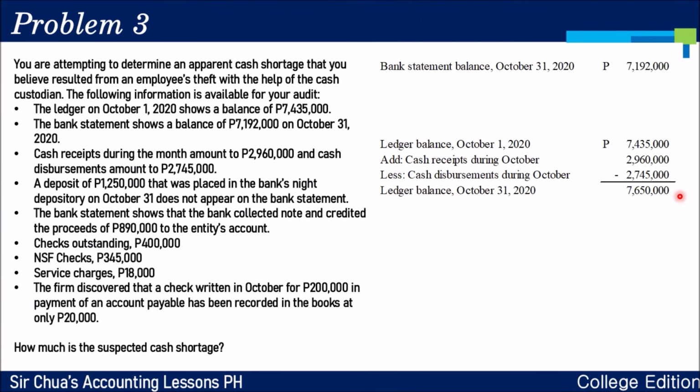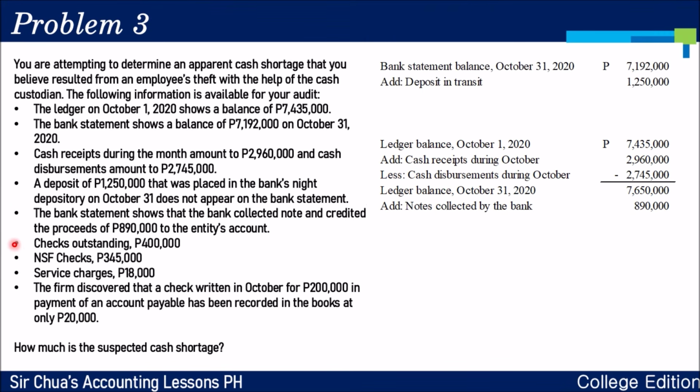Okay? Now, let's proceed with our reconciling items in the bank reconciliation. A deposit of 1,250,000 that was placed in the bank's night depository on October 31 does not appear on the bank statement. Meron daw pong deposit na hindi pa nag-a-appear sa bank statement. Alam nyo na yan. Deposit in transit po yan. 1,250,000. Next, the bank statement shows that the bank collected note and credited the proceeds of 890,000 to the entity's account. So, yung bank statement daw po ay nagre-reflect na meron daw pong kinolekta yung banko for you. So, that is a note collection by the bank, 890,000.